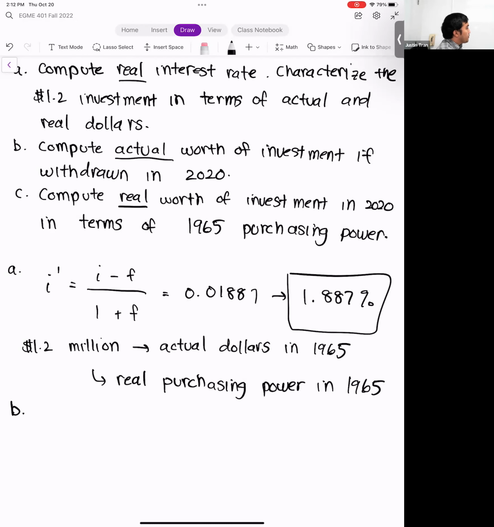Okay, part B. Part B asks us to compute the actual worth of the investment withdrawn in 2020. This owner put in $1.2 million in 1965. He's going to let it sit there for 55 years and then pull it out in 2020. And we just want to know the raw, physical, actual amount of cash that he's going to withdraw. In this part of the problem, we're going to do an actual to actual conversion.